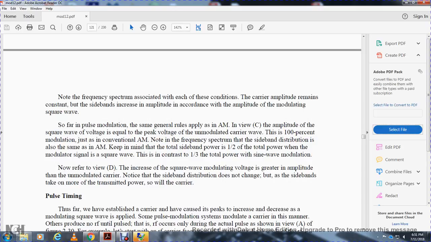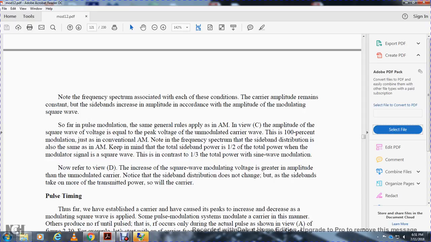So for pulse modulation, some of the general rules apply as with AM. When the amplitude of the square wave voltage is equal to the peak voltage of the unmodulated carrier wave, that is 100% modulation, just as conventional with AM. Note the frequency spectrum and sideband distribution are also the same as the AM. Keep in mind the total sideband power is 1/2 of the total power for the square wave modulation, in contrast to 1/3 of the total power for sine wave modulation.